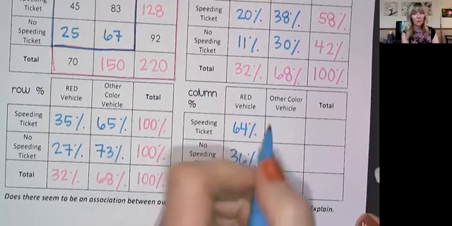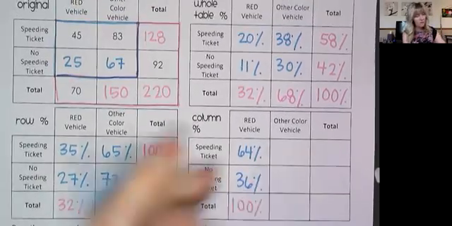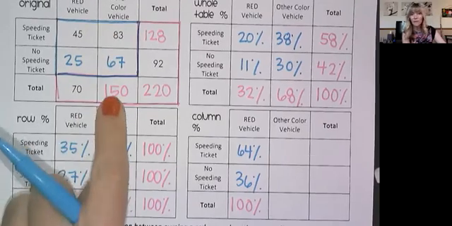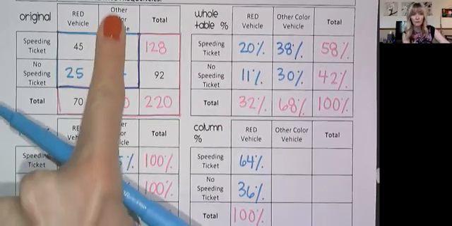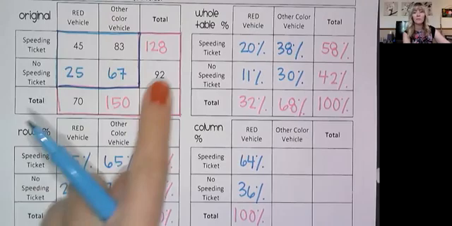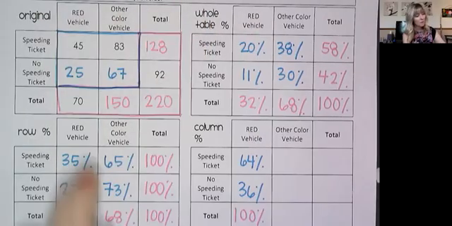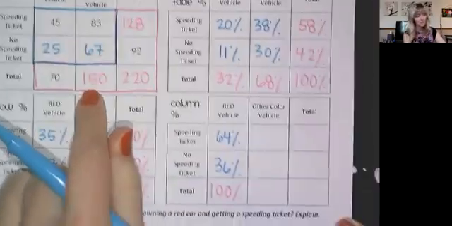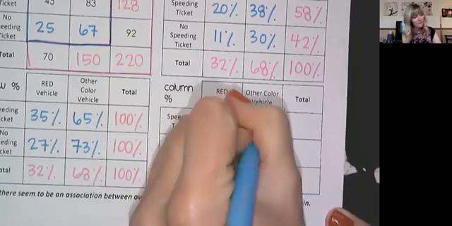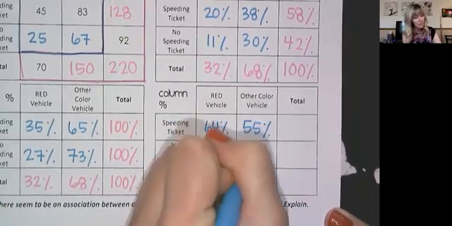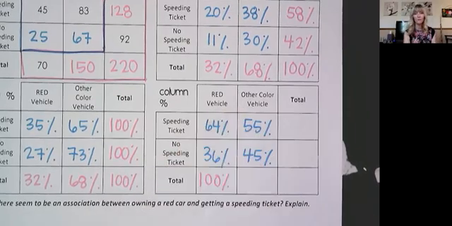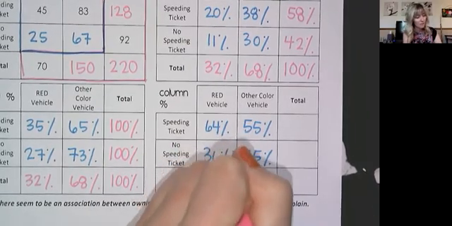Let's see what happens for people with other color vehicles. So 83 divided by 150, now I'm in the other color vehicle column, and all of my ratios are coming from this original frequency table. So 83 divided by 150 times by 100 gives me 55%, which means the other one will be 45%. You can type it in and calculate it, but I know that they're supposed to add up to 100.